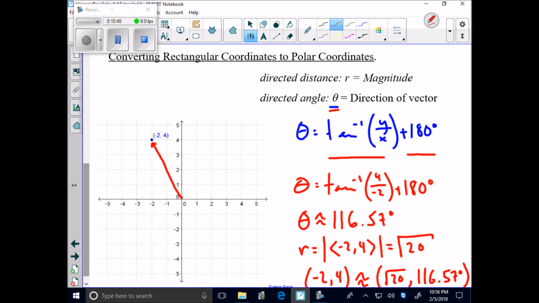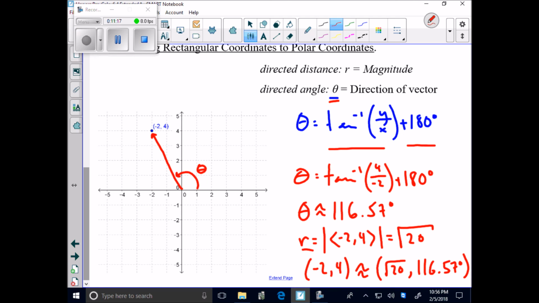And when we're going from rectangular coordinates to polar coordinates, we again extend that vector from the origin. And that means that the direction theta is going to be the direction of the vector. So evaluating inverse tan of the vertical component divided by the horizontal component plus 180 gives us 116.57 degrees. And we can say that the magnitude of the vector is going to give us the r value, or the distance we have to go in that direction to get to that point. Here we get that magnitude as square root of 20, and so we can say that the corresponding point to -2, 4 is approximately square root of 20, 116.57 degrees.